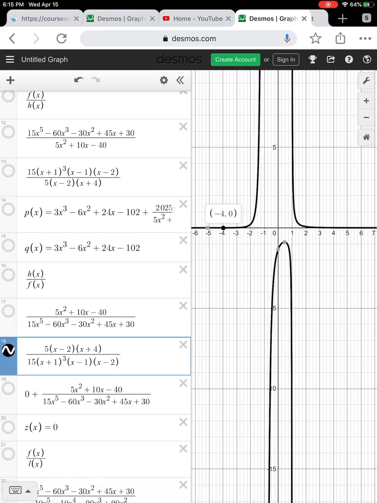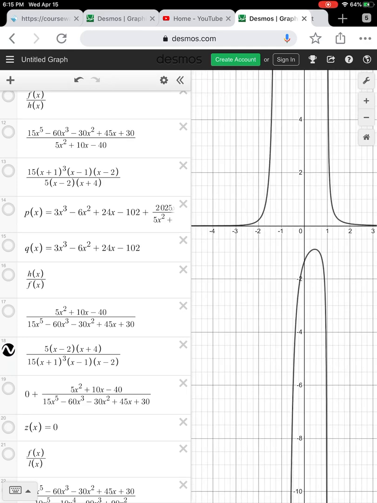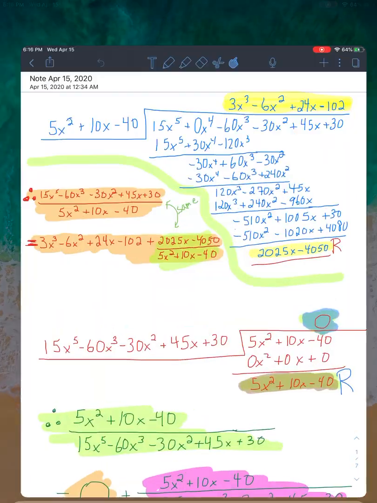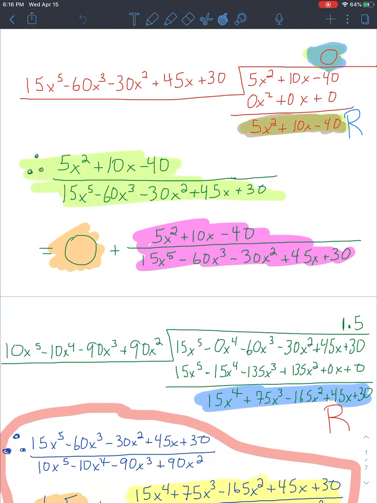Okay, but what we're really concerned about is the end behavior. What happens at the end? Well, we're dividing a quadratic by a fifth degree polynomial. So I did the division over here. And if you look down here, 5x squared divided by 15x to the 5, well, x squared is smaller than x to the 5. You can't do it at all, so it's just 0.